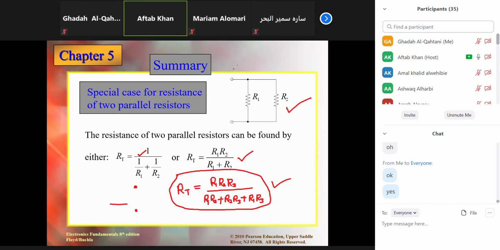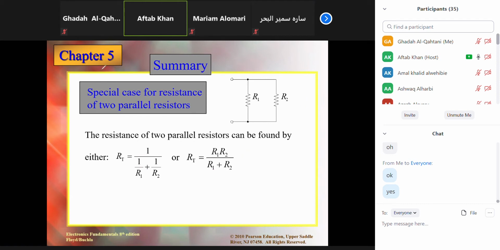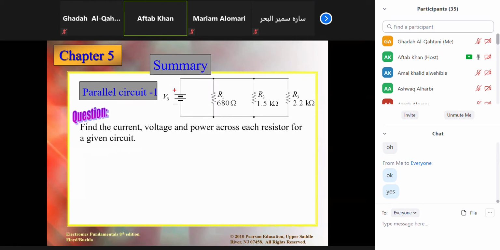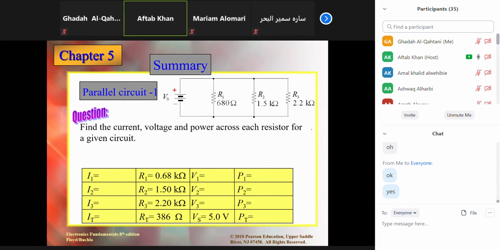All right, now just clear this one, move next. So the total of this one you can easily find out. Now, what is that? Find the current, voltage and power across each of the resistances. Okay, we have already calculated some of the values, so in tabular form we are just going to look here.